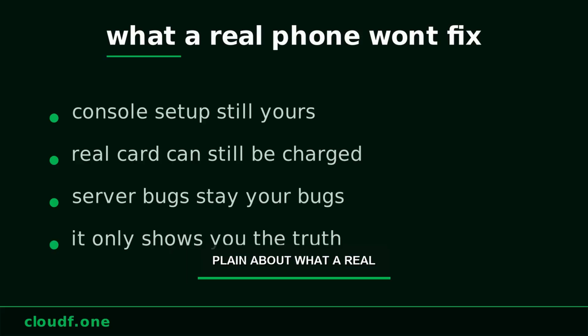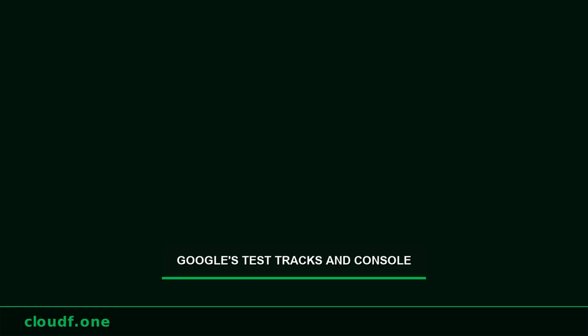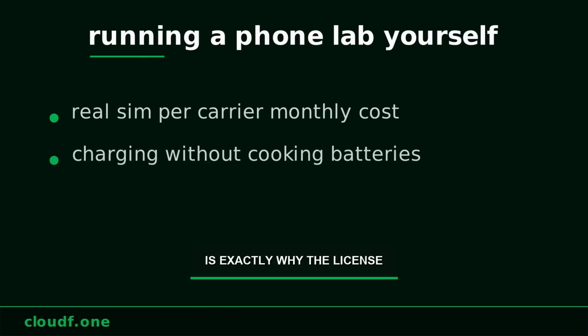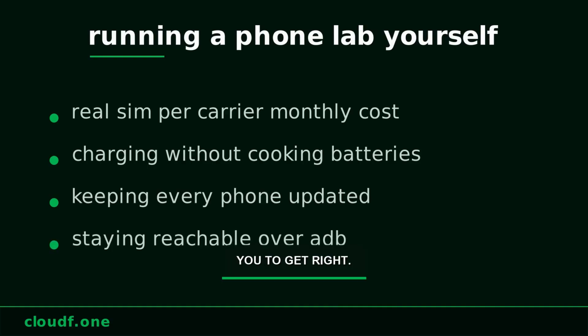Let me be plain about what a real phone will not do. It will not let you skip Google's test tracks and console setup. That groundwork is still yours to lay. It will not stop a real card from being charged if you choose to use one, which is exactly why the licensed testers exist. And it will not fix a bug in your own server verification. It will only show it to you honestly. A real device removes the fake in the foundation. Everything you build on top of it is still on you to get right.